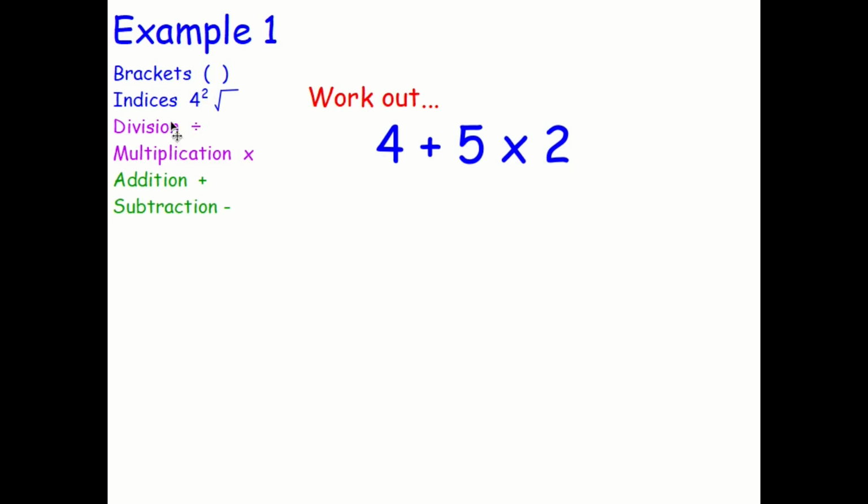Now remember, division and multiplication are equal priority. There's no divisions, but there is a multiplication. That means that I do this bit of my calculation first. So I do 5 times 2, which is 10. And then I read from left to right like you would a normal book. 4 plus 10 is 14. And that is my answer.